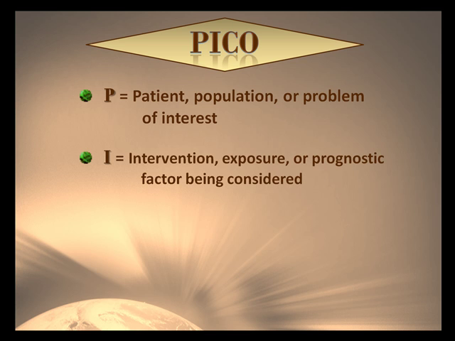I, intervention, exposure, or prognostic factor being considered. Which main intervention, prognostic factor, or exposure are you considering? What do you want to do for the patient? Prescribe a drug, order a test, order surgery? What factor may influence the prognosis of the patient? Age, coexisting problems? What was the patient exposed to?